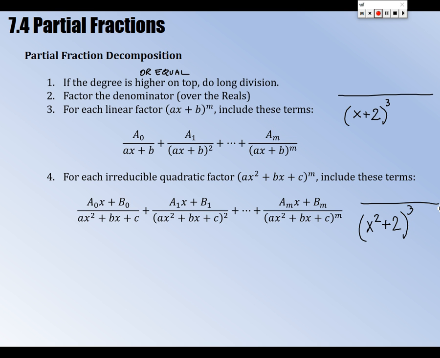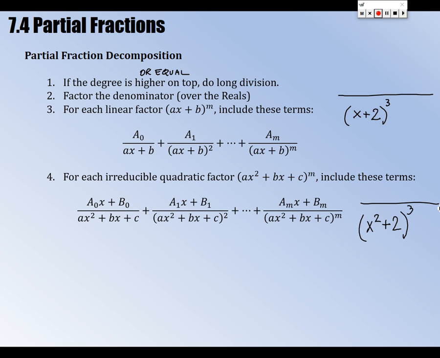Then the same thing would be true here. You'd need to include every one of those irreducible quadratics appearing up to whatever its multiplicity is. So x squared plus 2 would have to appear, x squared plus 2 squared would have to appear, and x squared plus 2 cubed would have to appear. Now, unfortunately, because they're quadratics, we can't guarantee that the numerator will be a constant. The best we can assume about the numerator for each of these is that it will be linear.